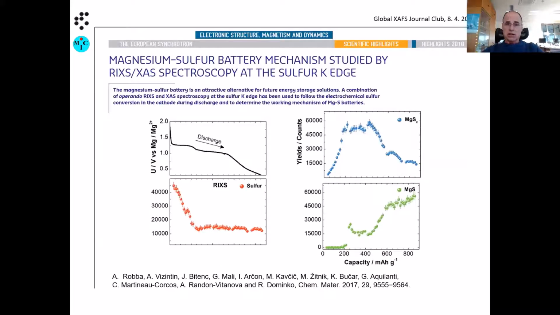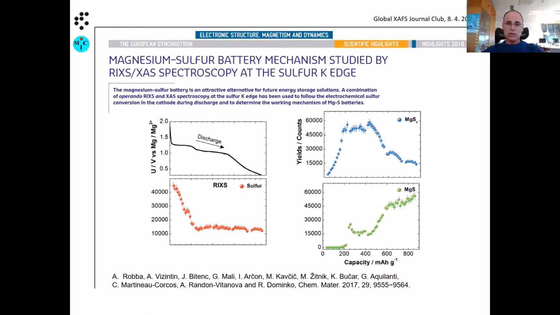So we moved on, and this is the next system we studied. It was the magnesium-sulfur battery. From the point of view of material, this was new and very interesting, but the methodology was exactly the same. We used the same approach, and it was possible to identify that the mechanism is basically exactly the same as in lithium-sulfur.